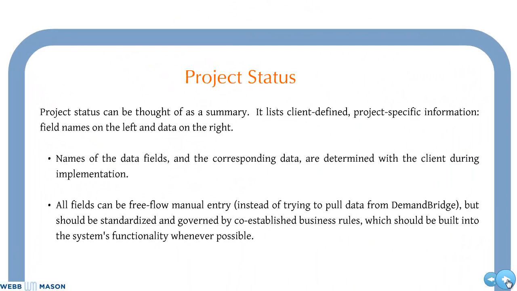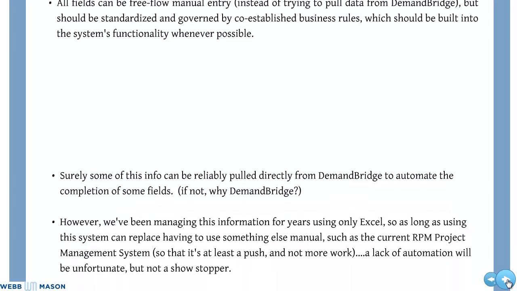Project status can be thought of as a summary. It lists client-defined, project-specific information with field names on the left and the data on the right. The names of the data fields and their corresponding data are determined with the client during implementation. All fields can be free-flow manual entry instead of trying to pull data again from Demand Bridge, but should be standardized and governed by co-established business rules, which should be built into the system's functionality whenever possible.